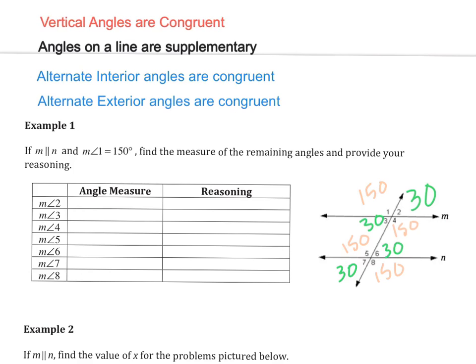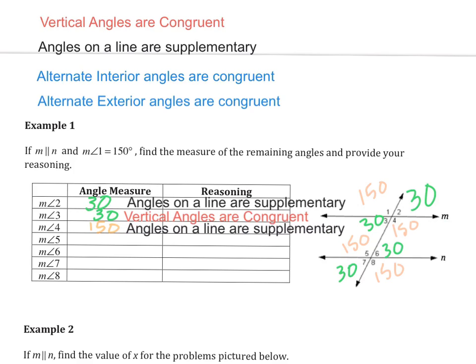The reason for that is because of several things. For starters, angle 2 is equal to 30 degrees, and the reason is that angles on a line are supplementary. Based on the fact that 1 and 2 are on a line, they're supplementary. Angle 3 would also be 30 degrees, and the reason I'm going to use there is that vertical angles are congruent. For number 4 being 150, I'm going to use angles on a line are supplementary.